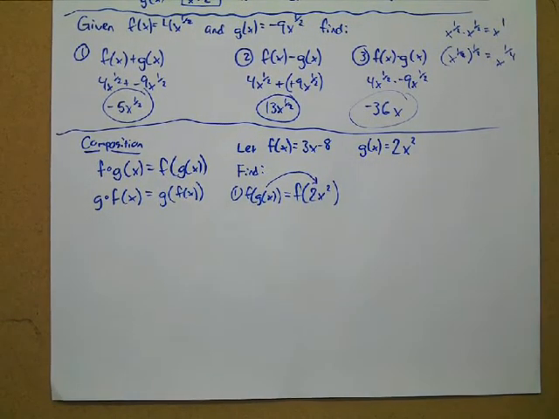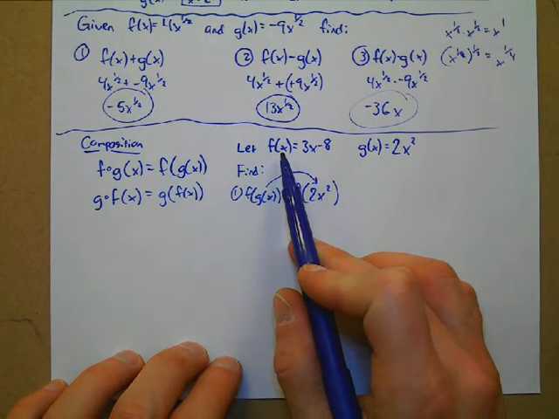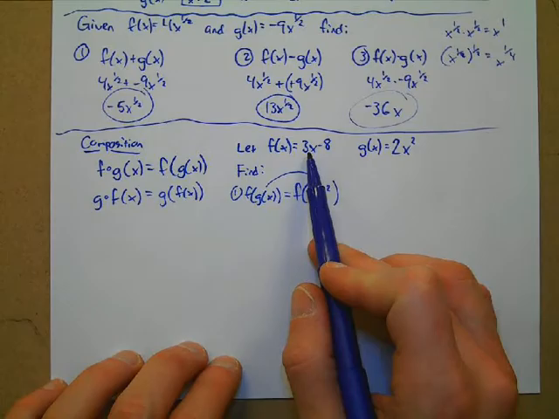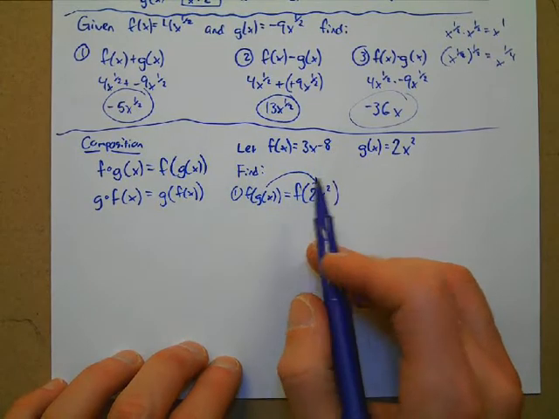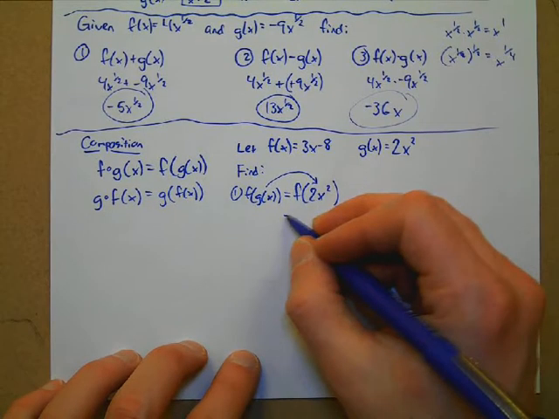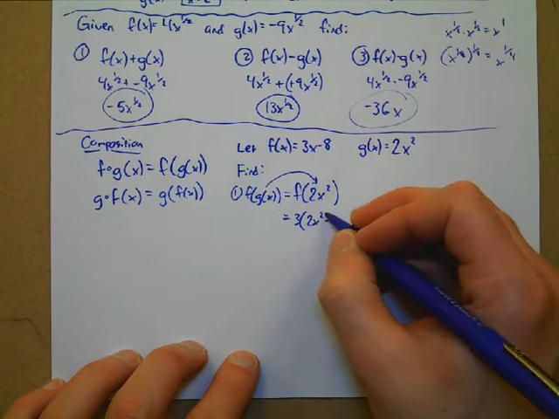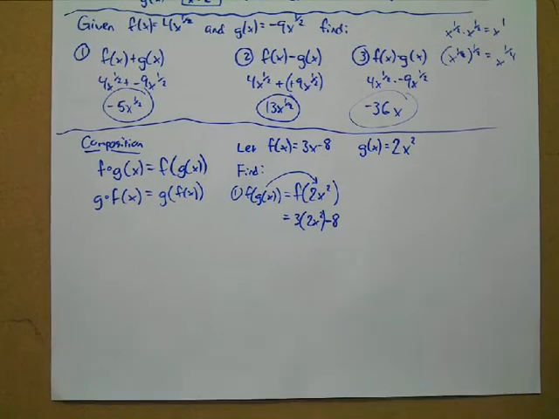Okay? Well, if I look here, I know that f applied to the variable x is 3 times that variable x minus 8. So now if I want to apply f to 2x squared, well, it's going to be 3 times that 2x squared minus 8. So the x gets replaced with 2x squared, right? Here, f of x is 3x minus 8. So f of 2x squared should be 3 times 2x squared minus 8.